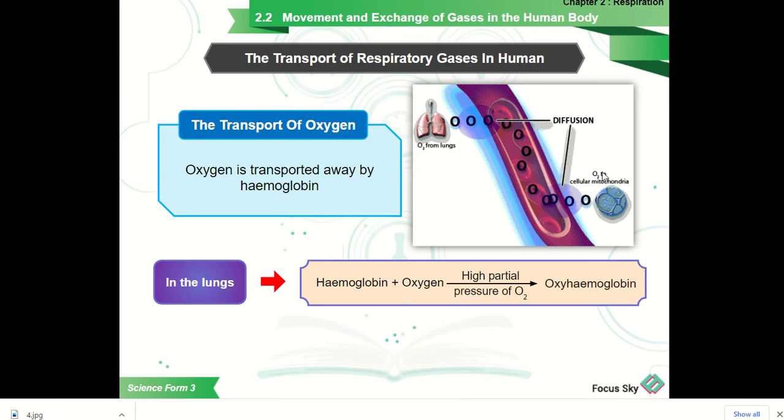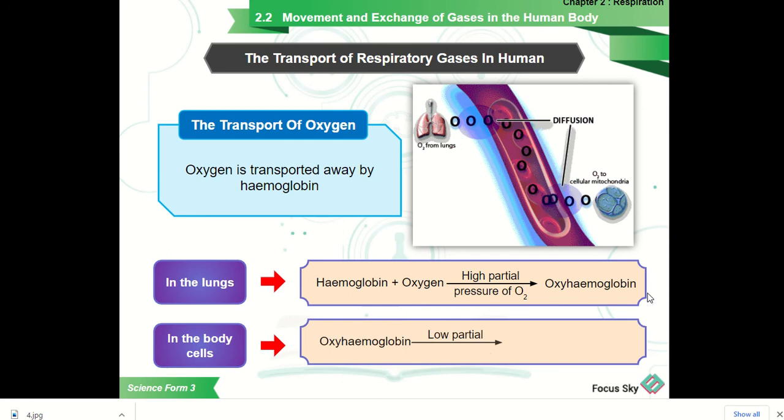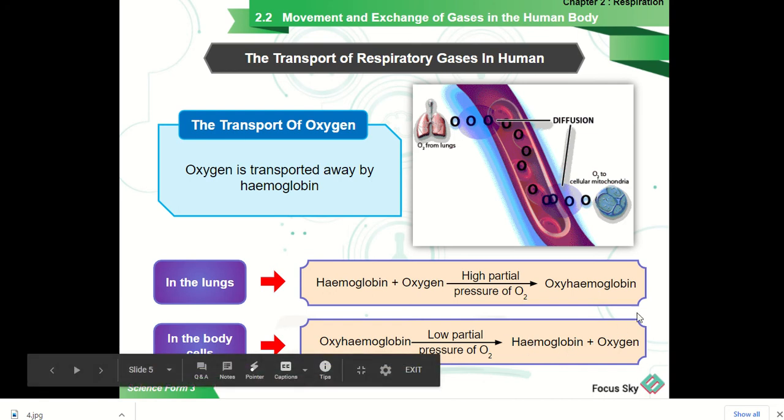So semuanya dalam proses diffusion, right? So in lung kita akan kata hemoglobin combined with oxygen, so dia akan jadi oxyhemoglobin. But in our body cell, oxyhemoglobin tu tadi dia akan give up, sebab dia low partial pressure of oxygen, dia akan bagi pada yang lain pula, so that dia akan terbahagilah. So hemoglobin dia akan bagi oksigen pada sel-sel tu tadi pula, so that yang ni dia bagi oksigen dia pada sel.